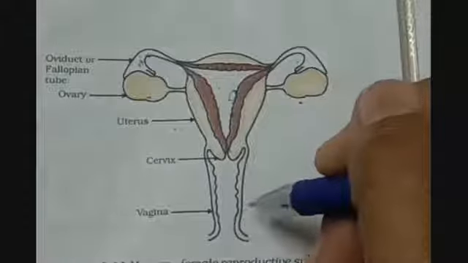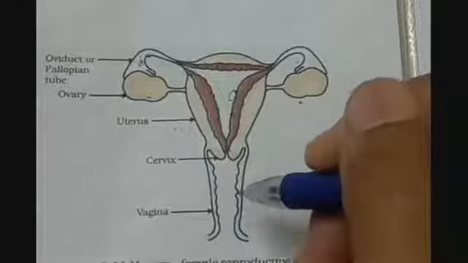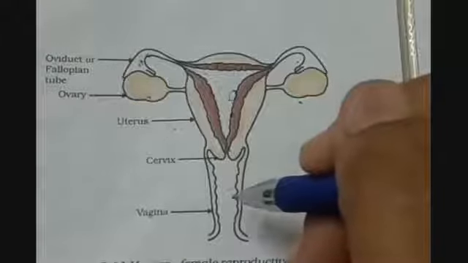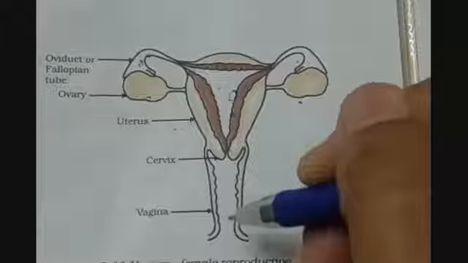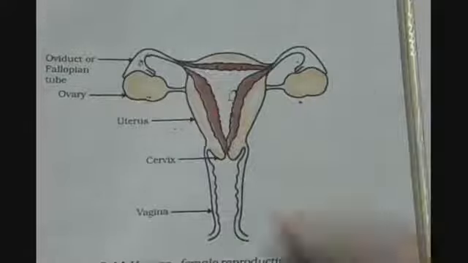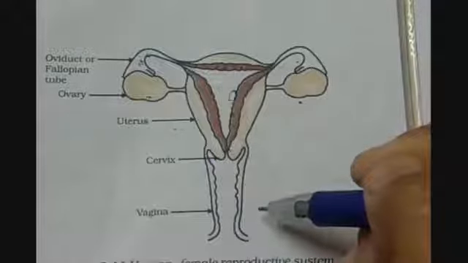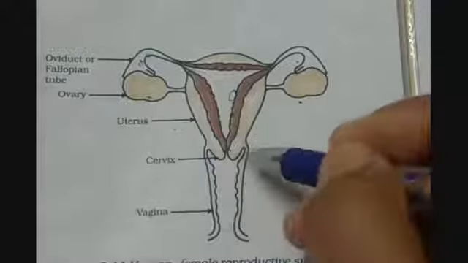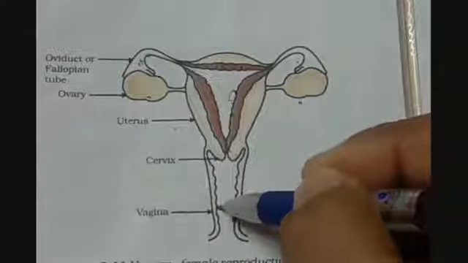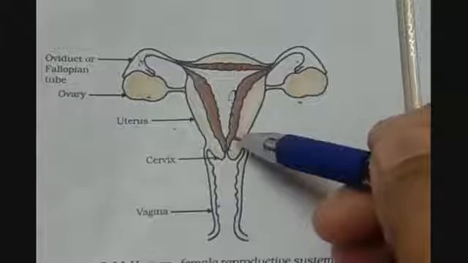Then the vagina is the orifice which helps in making sexual contact between two people. The cervix and vagina together are also called the birth canal, because through the cervix and vagina the completely developed baby takes birth.